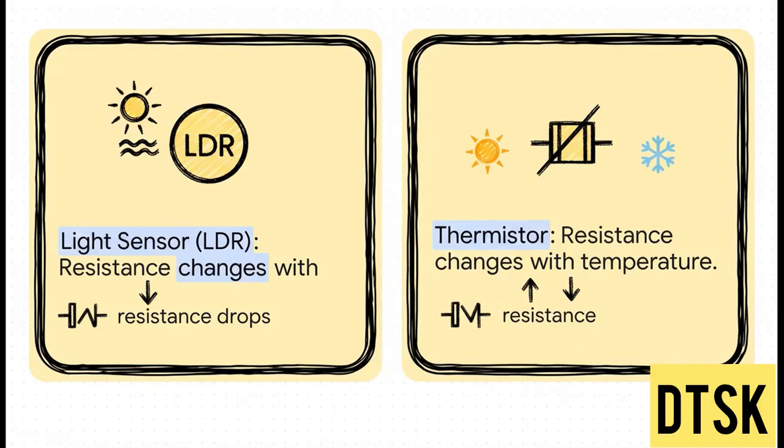And here we've got two perfect examples. First, the light-dependent resistor, or LDR for short. Super simple. The brighter the light that hits it, the less it resists electricity. And then you've got the thermistor. Same idea, but for temperature. The hotter or colder it gets, the more its resistance changes. See? It's a really basic but clever way for a circuit to measure what's going on.